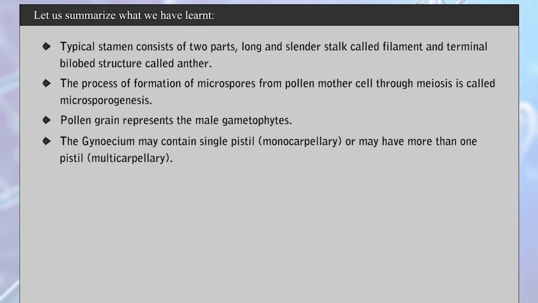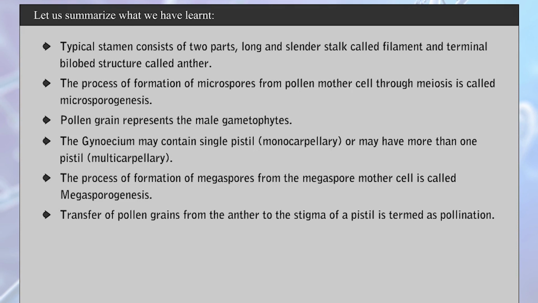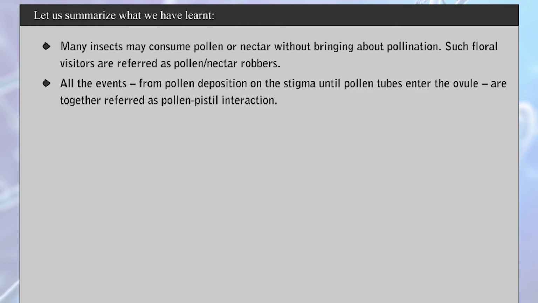The gynoecium may contain single pistil, monocarpellary, or may have more than one pistil, multicarpellary. The process of formation of megaspores from the megaspore mother cell is called megasporogenesis. Transfer of pollen grains from the anther to the stigma of a pistil is termed as pollination. Many insects may consume pollen or nectar without bringing about pollination. Such floral visitors are referred as pollen or nectar robbers. All the events from pollen deposition on the stigma until pollen tubes enter the ovule are together referred as pollen-pistil interaction.